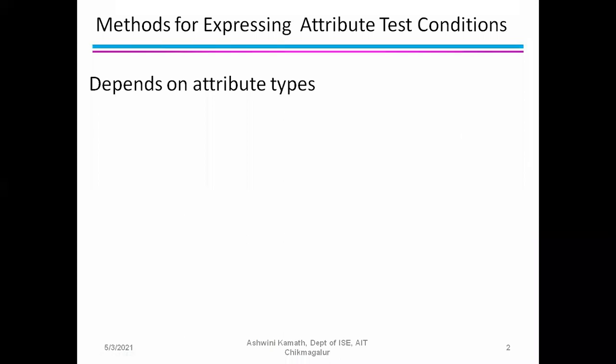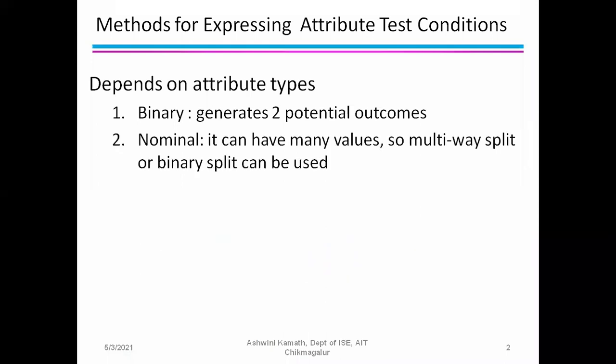So methods for expressing attribute test conditions, it depends on attribute types. First one is binary. It generates 2 potential outcomes. Second one is nominal. This one we have discussed in the last class, right? Today we'll discuss all this in detail. Okay, second one is nominal. It can have many values. So multi-way split or binary split can be used.